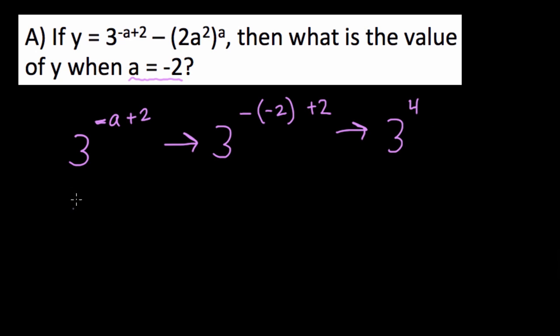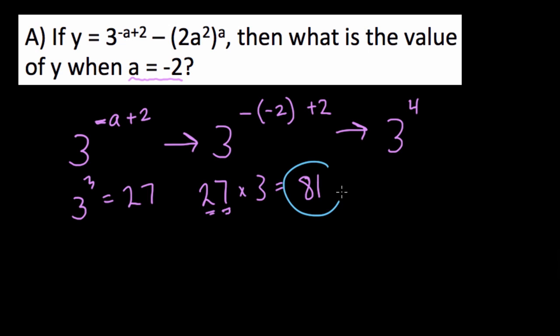And what's that equal to? Well, 3 to the 3rd is equal to 27. So 3 to the 4th is just 27 times another 3. And you can break this up, of course. 20 times 3 is 60. 7 times 3 is 21. That's equal to 81. So this term is equal to 81. And we can keep going now.